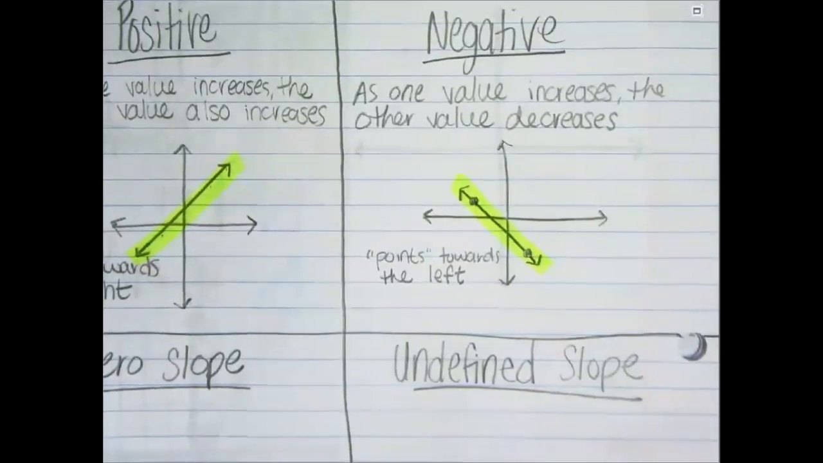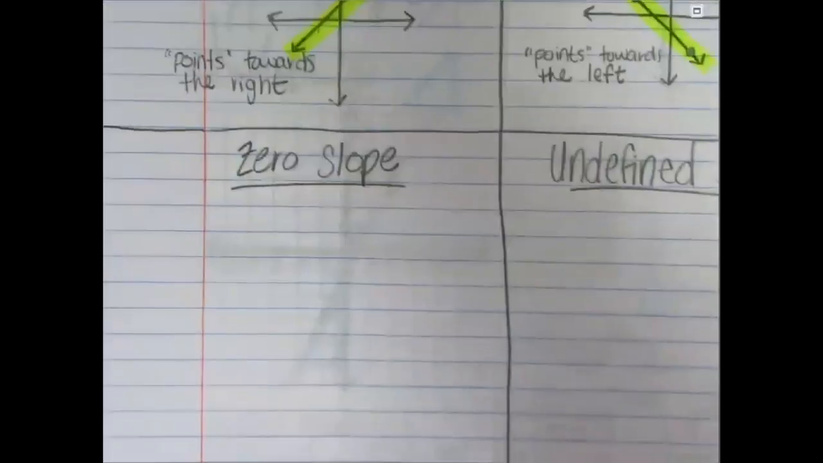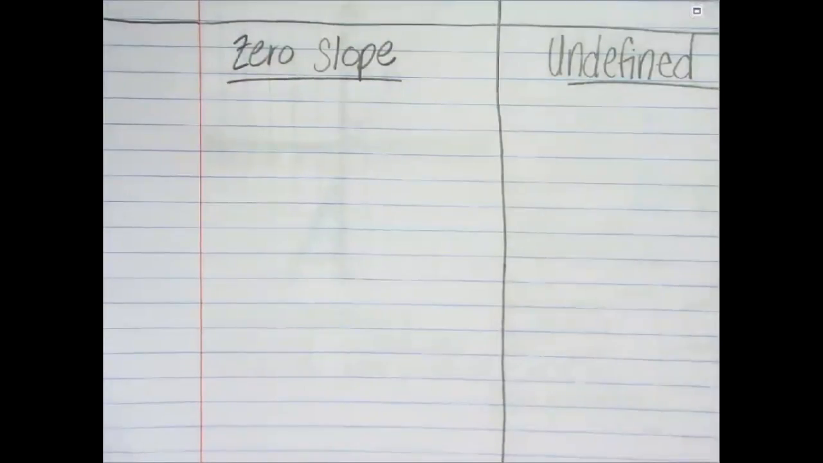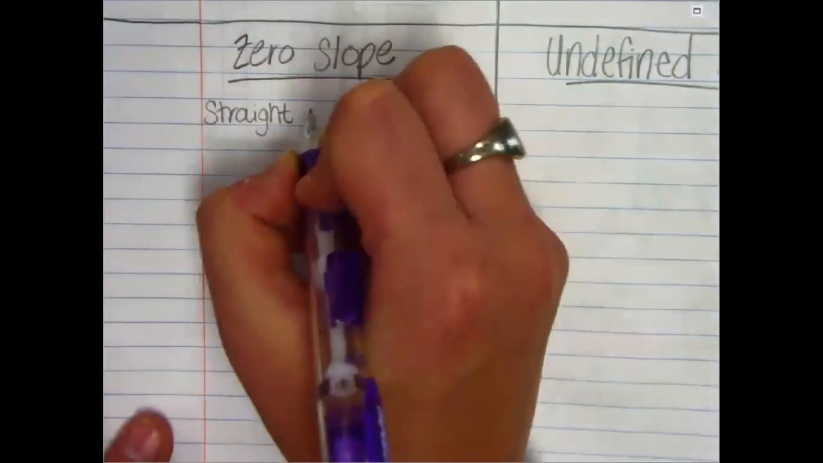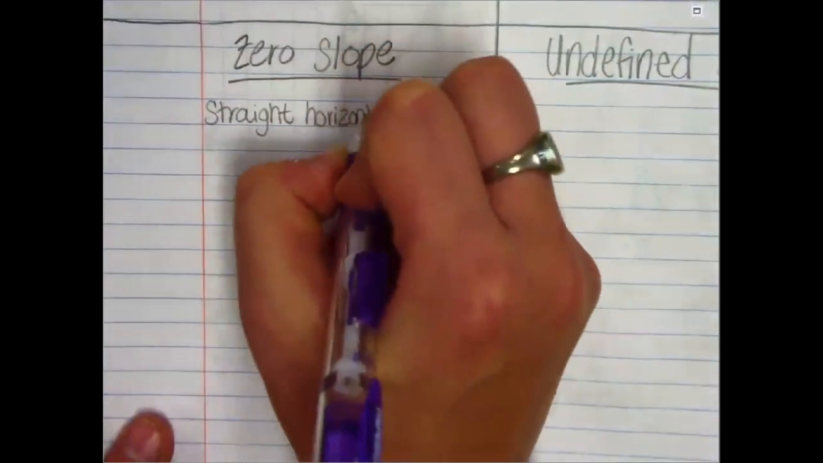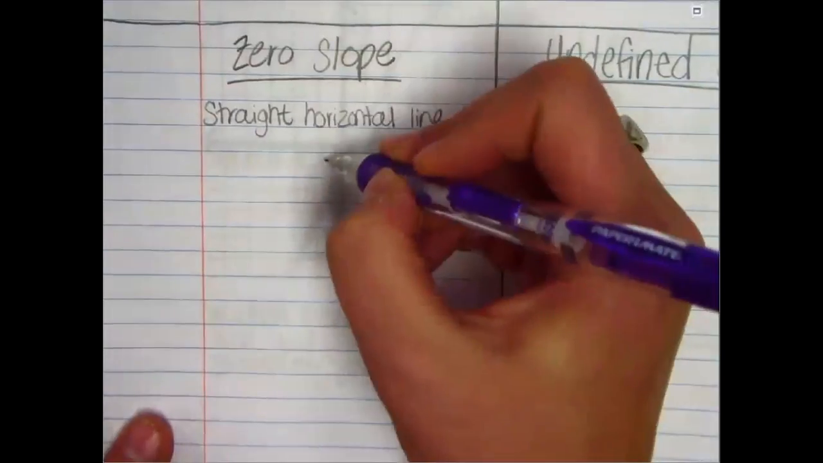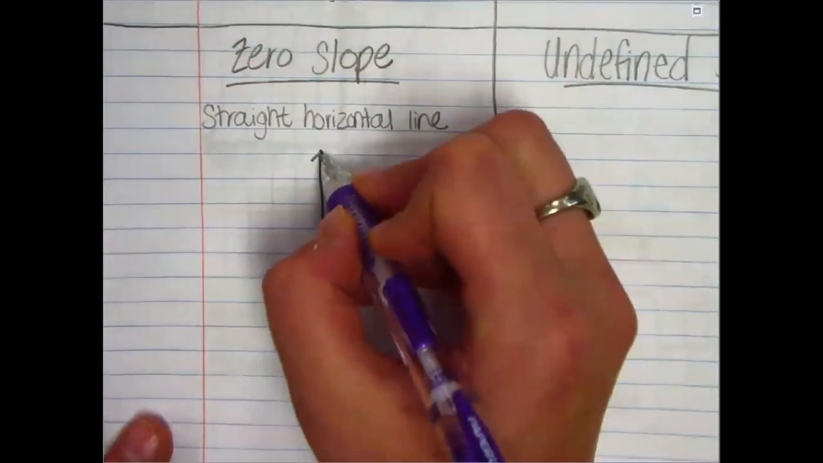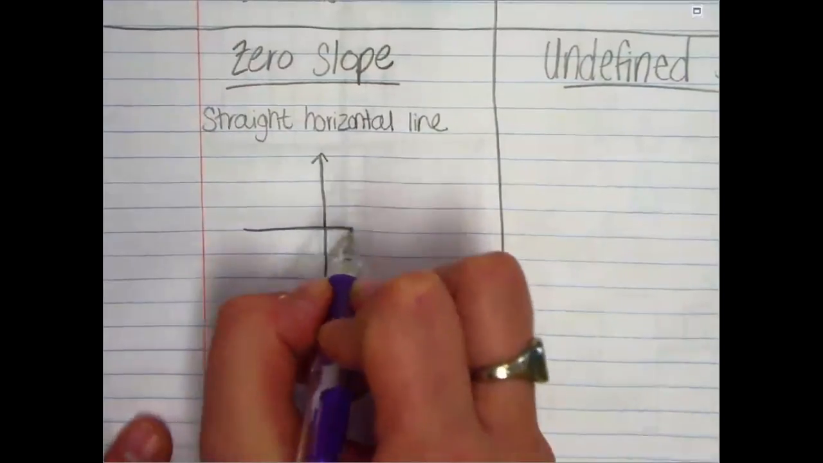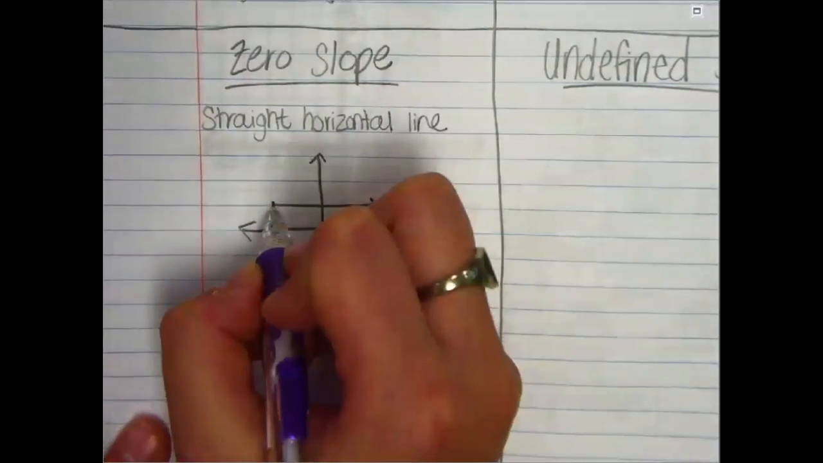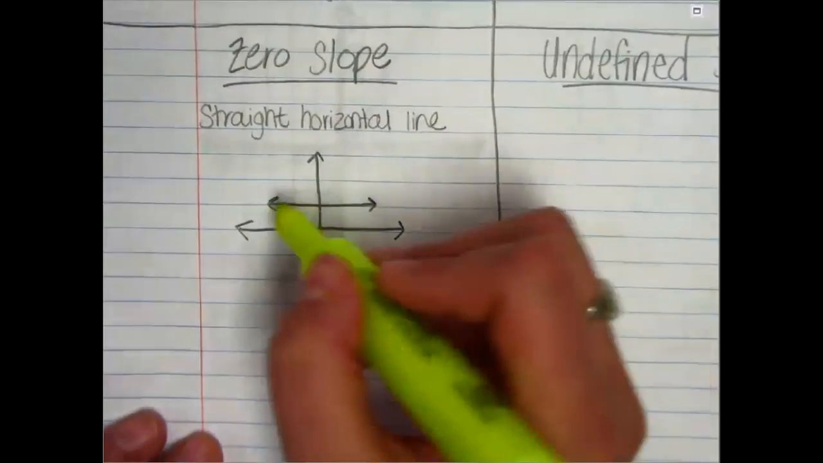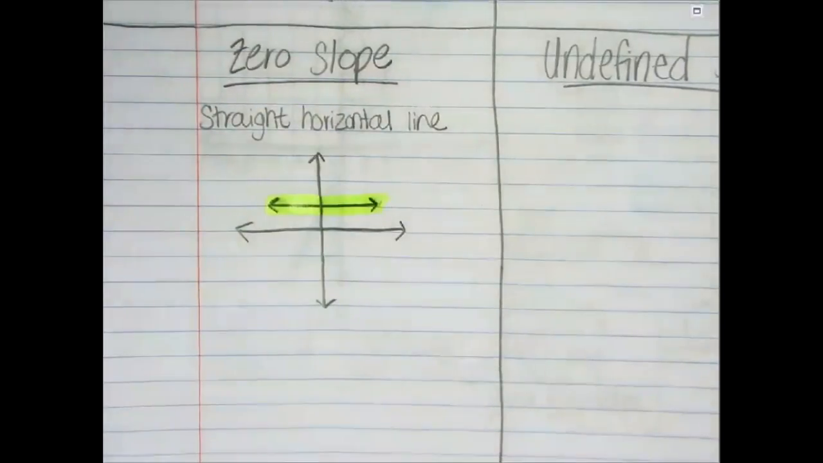So let's take a look at zero slope. Zero slope is when you just have a straight horizontal line. That would be like if I graphed that particular line.